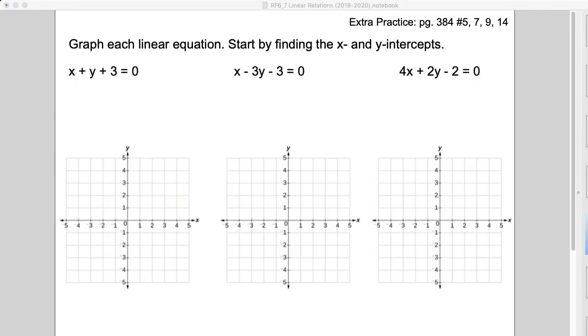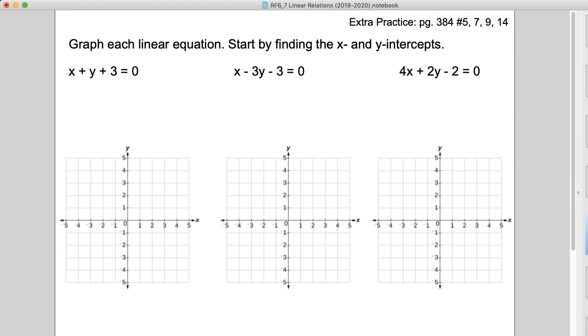All right, so let's try a couple of examples here. Again, like always, if you take a look towards the top right here, there's some extra practice questions that are directly related to this concept. So our first example, we've got x plus y plus 3 is equal to 0. Of course, you can always turn these into slope-intercept form. We're not going to do that right now. We're just going to solve this by finding their x and y intercepts, plotting those, and then drawing a straight line through those points.